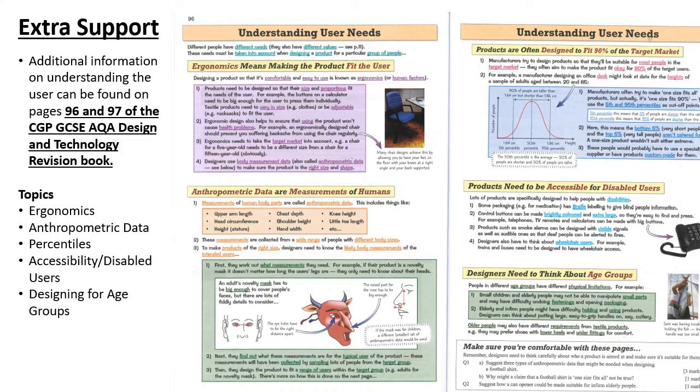And then to help you with this, if you use the CGP revision books on page 96 and 97, it has further information about needs and wants. Other things you might look at are ergonomics, anthropometrics, percentiles, accessibility and disability, and designing for ages. So that might be something you look at.